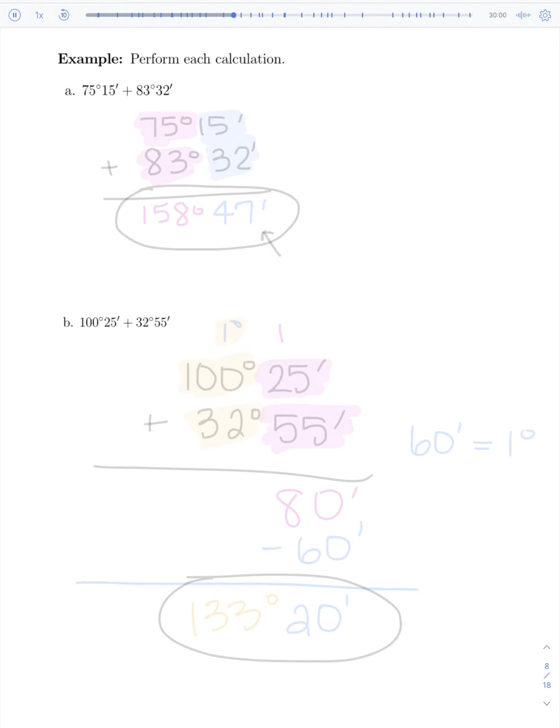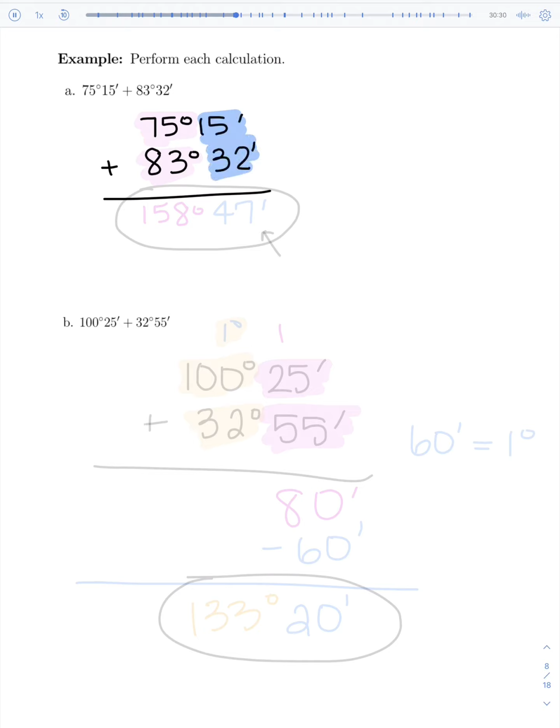Next problem, what we actually want to do is add two angles. In this next one, we have 75 degrees, 15 minutes, added to 83 degrees and 32 minutes. Just like when we're always adding and subtracting, all we have to do is make sure that we're combining like terms, which means we're going to combine the minutes and the degrees, and we're going to work with the smallest units first and work our way up. So we'll start with the minutes.